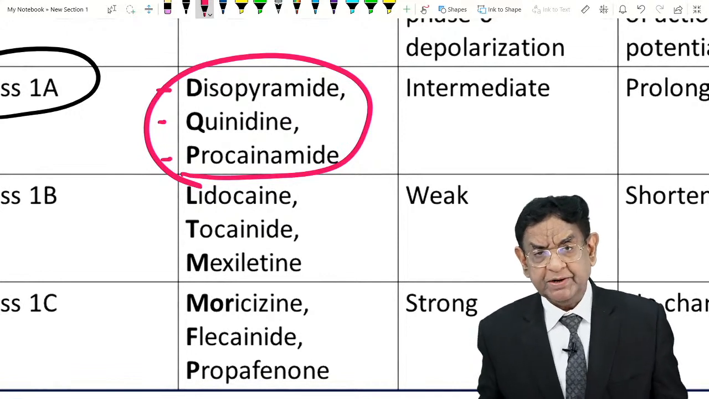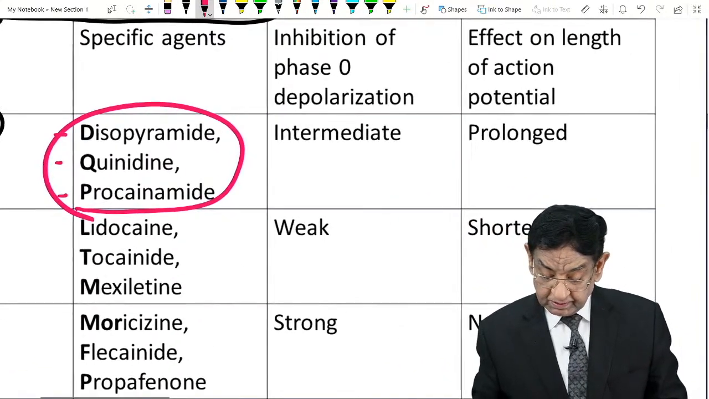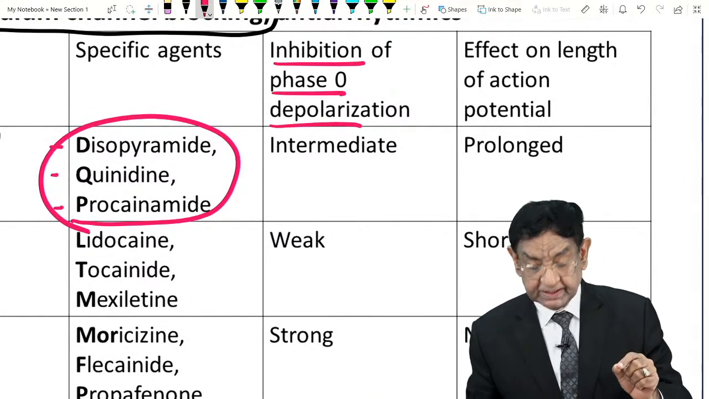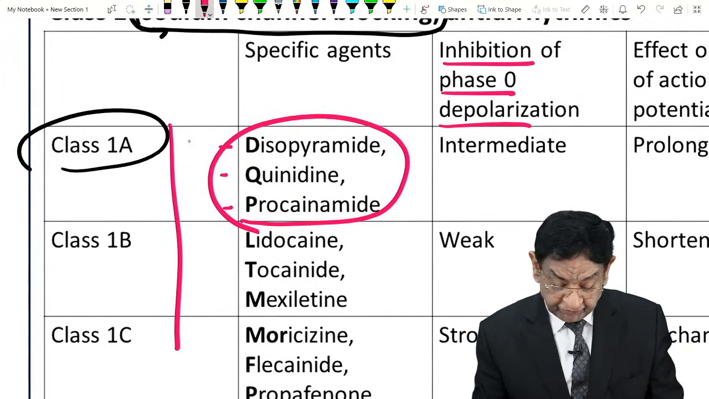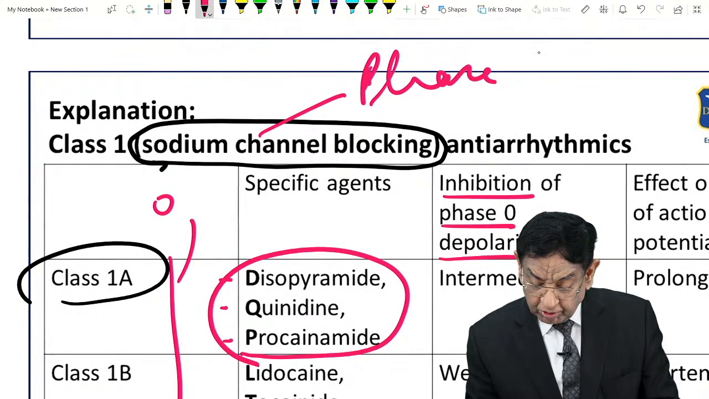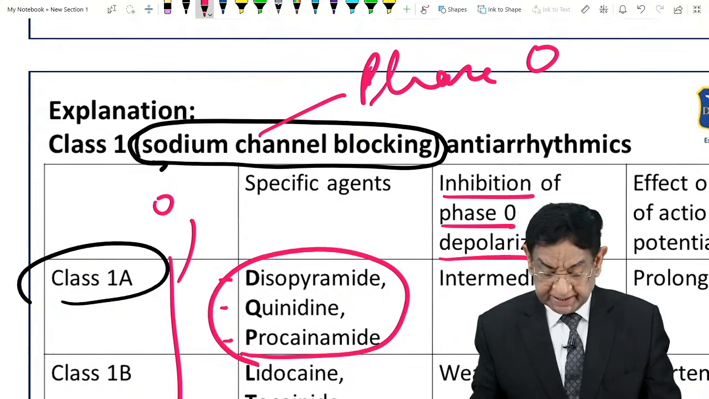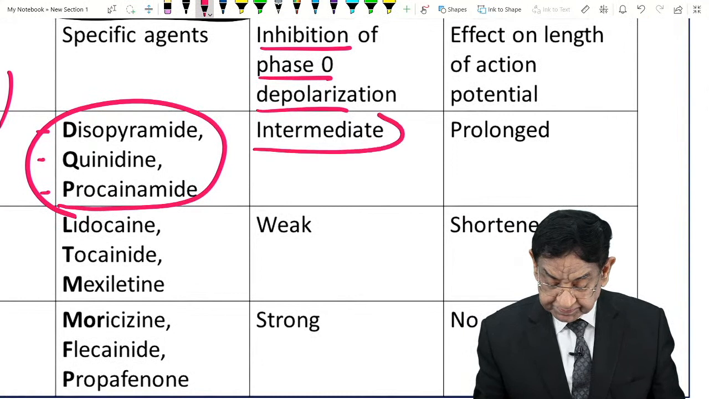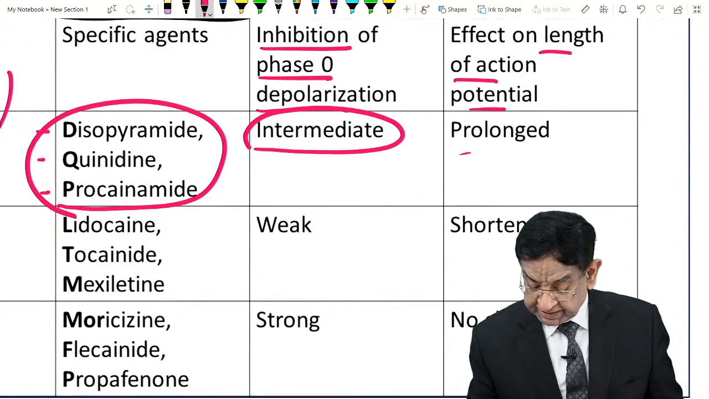There are three important drugs which belong to this category. How effective are they in phase 0? Remember, all these three will be acting in phase 0. Why phase 0? Because this is phase 0. So the main site of action is phase 0, with sodium getting depolarized. So how powerful? They are intermediate. And a very important point, the effect on the duration of action potential is increase.